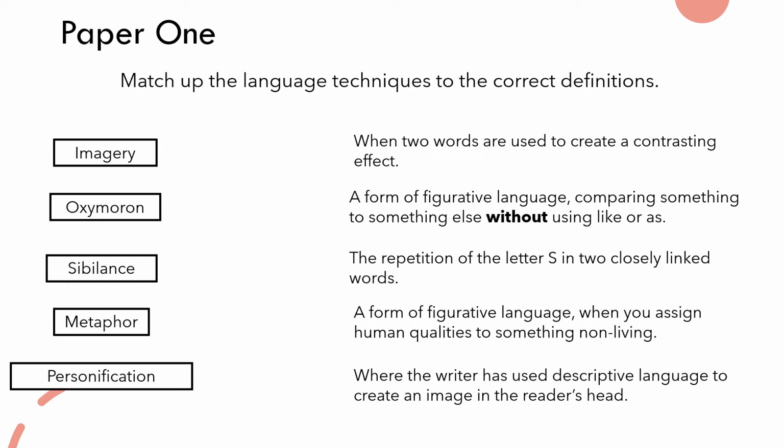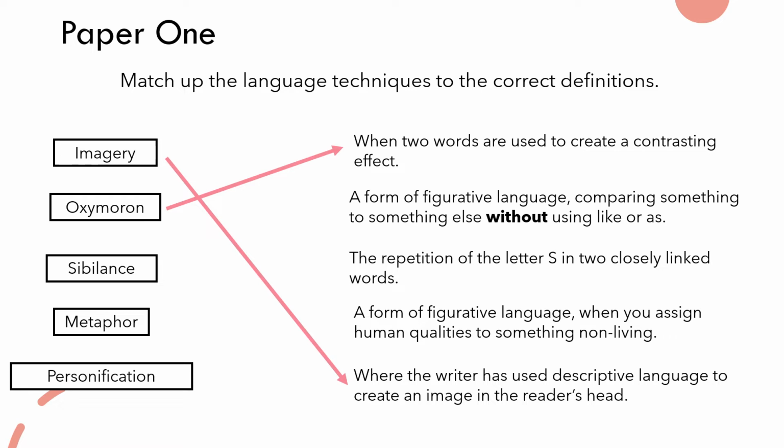So for the first one, we have imagery. The definition for imagery is, this is where the writer has used descriptive language to create an image in the reader's head. Secondly, we have the word oxymoron, and the definition for that is when 2 words are used to create a contrasting effect. So you can either have something very positive and something very negative, something with complete difference between the 2 words, and that generally is classed as an oxymoron.